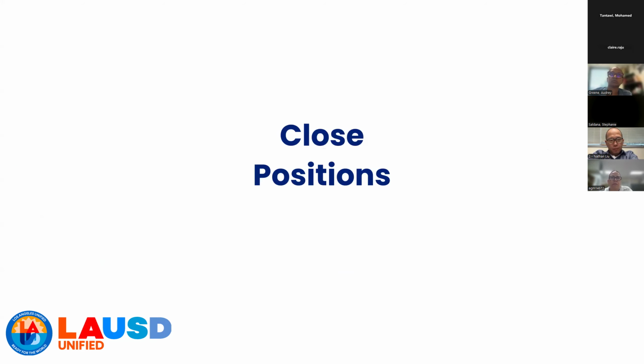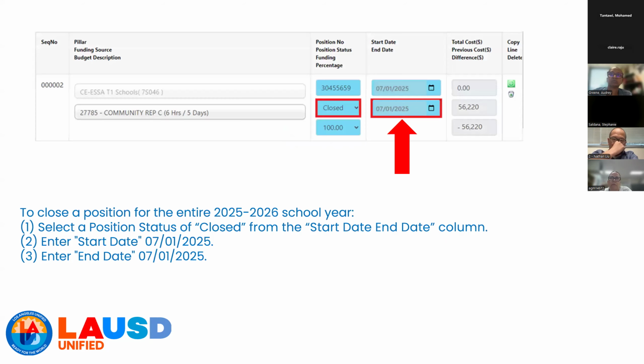And now I'll cover how to close a position. So to close a position for the entire 2025-26 school year, we're going to select a position status of closed from our dropdown. And then from our start date and end date, we want to enter 7/1/2025. So both start date and end date will be the same, 7/1/2025.